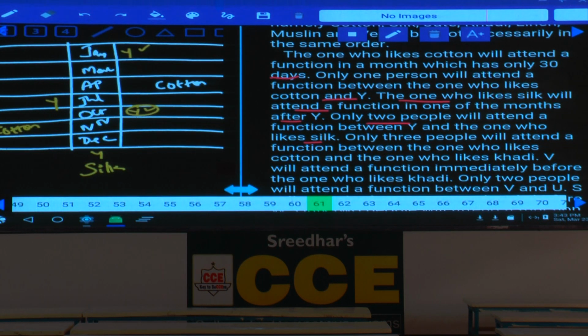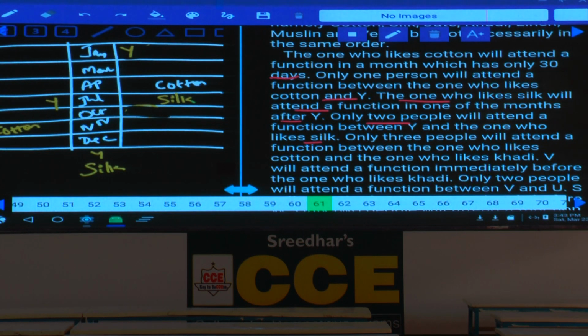Hence, Y cannot be at this place. If Y is here, silk must be somewhere after this December, which is not possible. Hence, as Y cannot be here, the second case is ruled out. Now, we are left with only the first case. What is the first case here? Y at this place. If Y is here, then silk will be at this place. Are you following this one or not?